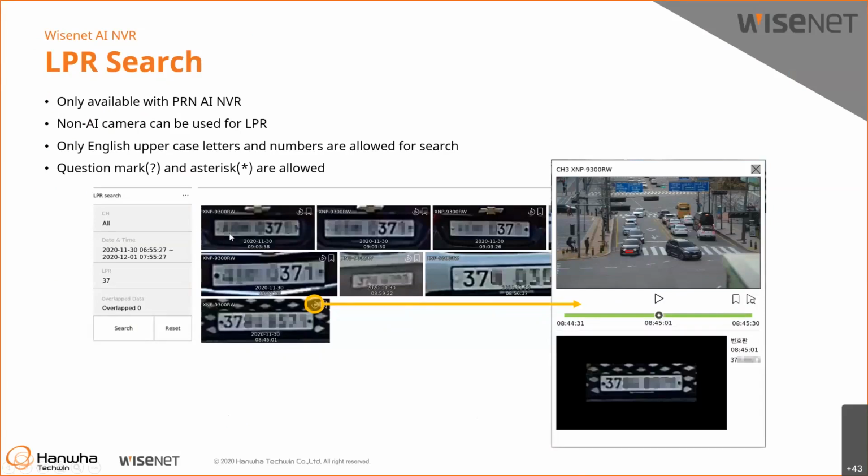And then once you go to this LPR search menu, you can search with a keyword. So in here, for example, I put 32 for the keyword, and then it will find every number plate with 32 like this. And also you can click the playback icon, and it will give you the playback of the full shot.